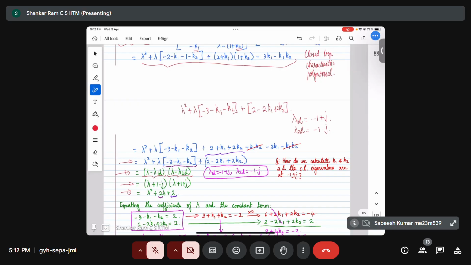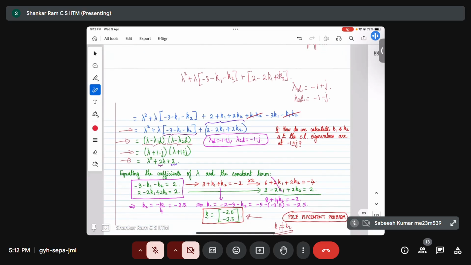Okay, that is why I have written in two colors. The text in blue indicates the closed loop characteristic polynomial in terms of the controller parameters k1 and k2, whereas the text in green is the closed loop characteristic polynomial that we desire. So what should I do? I should just compare the coefficients, right? We want the closed loop characteristic polynomial to be lambda squared plus 2 lambda plus 2. The coefficient of lambda is -3 minus k1 minus k2, so that will be 2. And the constant term is 2 minus 2k1 plus 2k2, which is also 2.